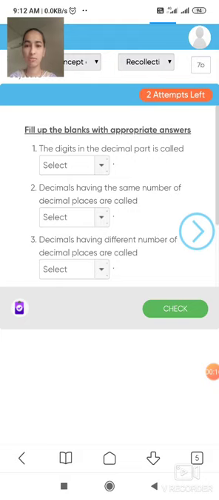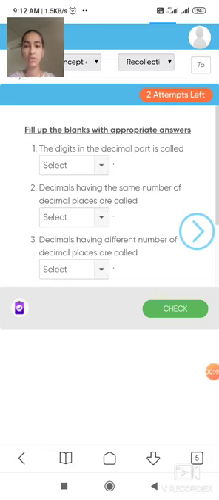Now, in our previous video, we have solved many examples based on fractions. In that, we have taken so many types of questions. Now in today's video we are going to take examples based on decimals. You can see the question on the screen. The first question is to fill in the blanks with the appropriate answer.